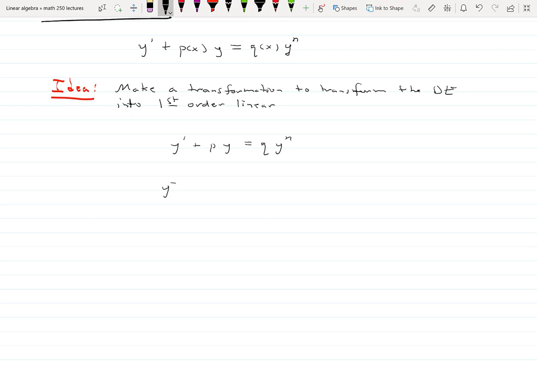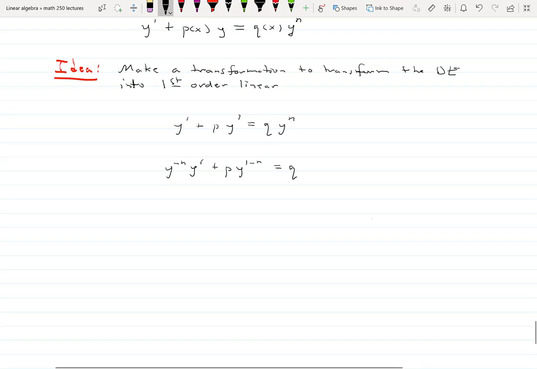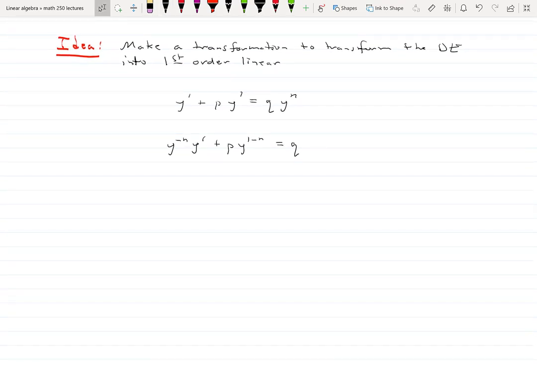We don't get a solution that quickly by getting rid of the problem, but it puts us on our way. So if I multiply both sides by y to the negative n, I get y to the negative n, y prime, plus p times y to the 1 minus n. I already had y to the first on the left-hand side, right? Multiply by y to the negative n, I have an additional minus n in the exponent, and equals q. So now what's keeping this from being first order linear? Now we have a new problem.